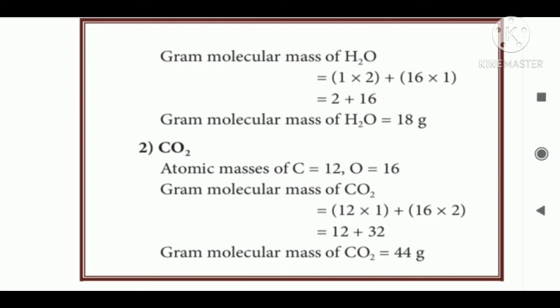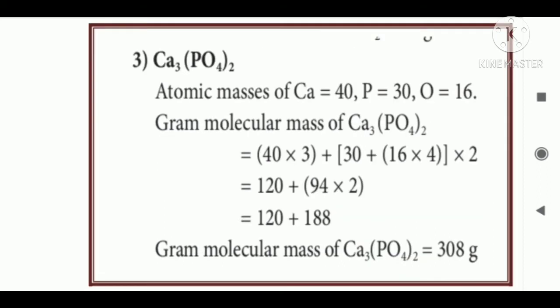Then carbon dioxide: the atomic mass of carbon is 12 and oxygen 16. The number of carbon present is 1, so 12 into 1, and the number of oxygen present is 2, so 16 into 2, 32 plus 12, 44 grams. So the gram molecular mass of carbon dioxide equals 44 grams.